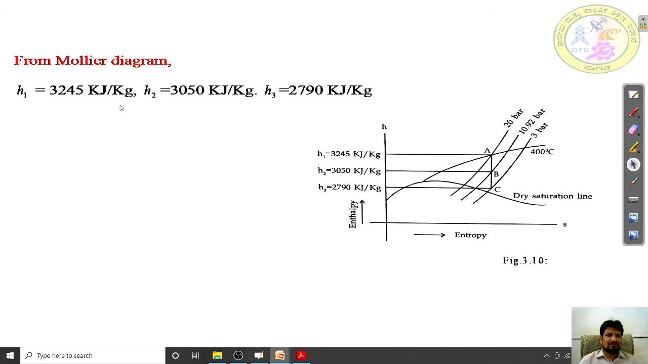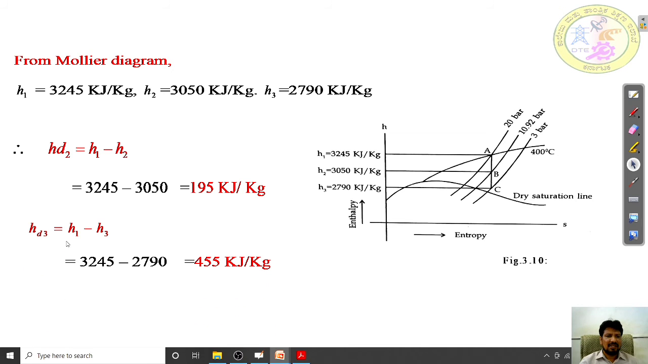These are the values we have written here: H1, H2 and H3. Therefore we know that the heat drop at the throat is given by the formula H1 minus H2, where H1 is 3245 and H2 is 3050. Taking the difference, you will get 195 kilojoules per kg. This is the heat drop at the throat.